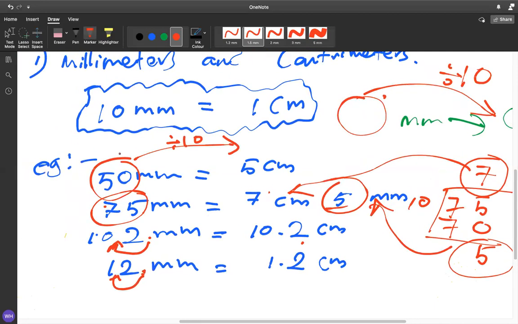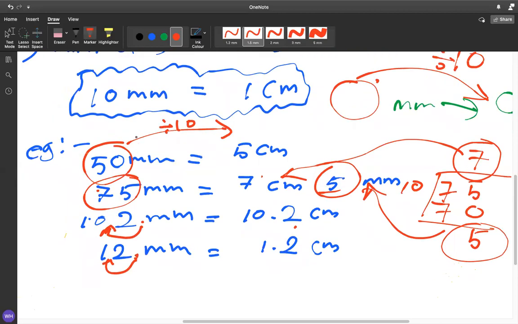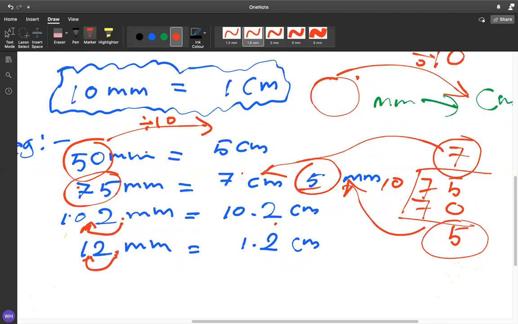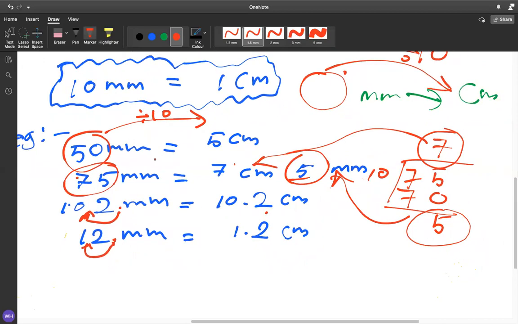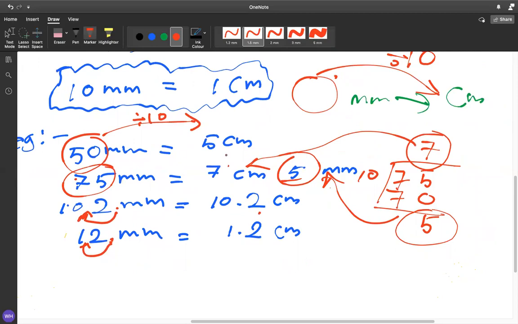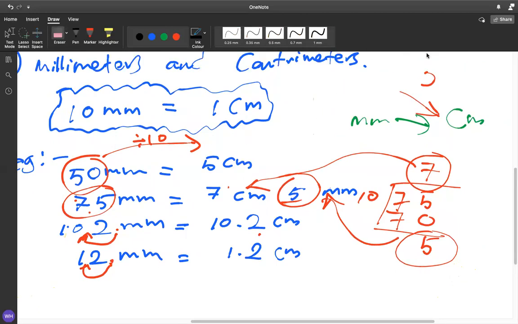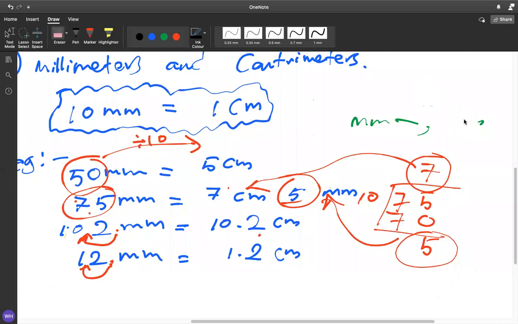Before writing the examples, okay, you can write these examples. I don't need the ones that I have circled in red. You better write the ones in blue. 50 millimeters equal to 5 centimeters. 75 millimeters equal to 7 centimeters and 5 millimeters. Like this. Write this down. Quickly write this. Write the ones that I have written in blue only.